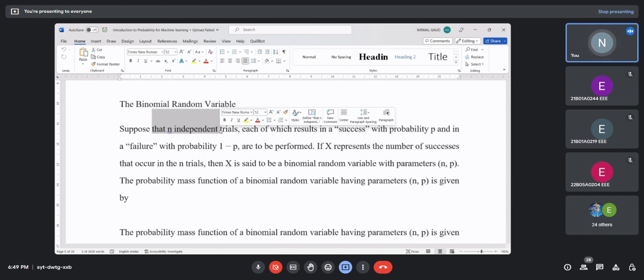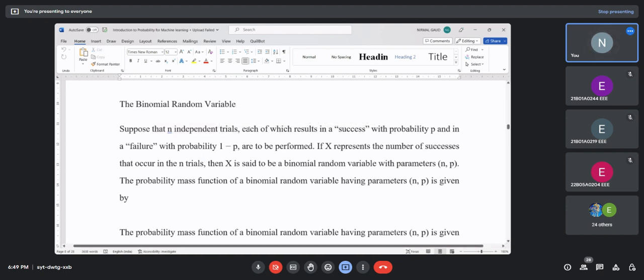That means if I do something, it's going to reflect on any other event. No, that's not like that. I'm available with the independent trials, each of which results in a success with probability p and a failure with probability 1 minus p. That means the probability of success is p, and the probability of failure is 1 minus p. It's defined in the statement.